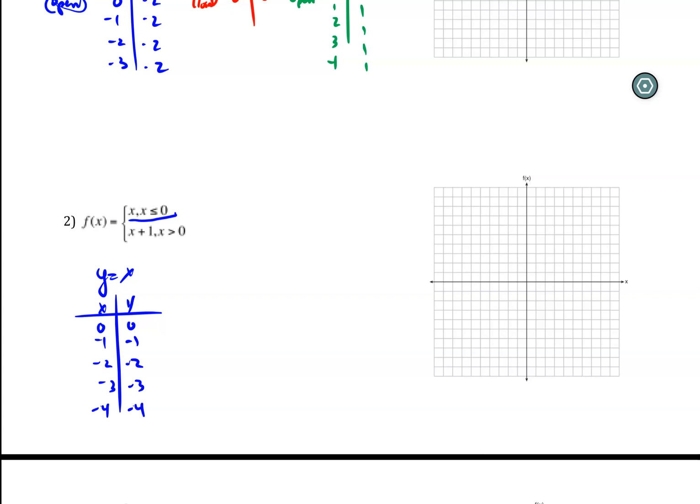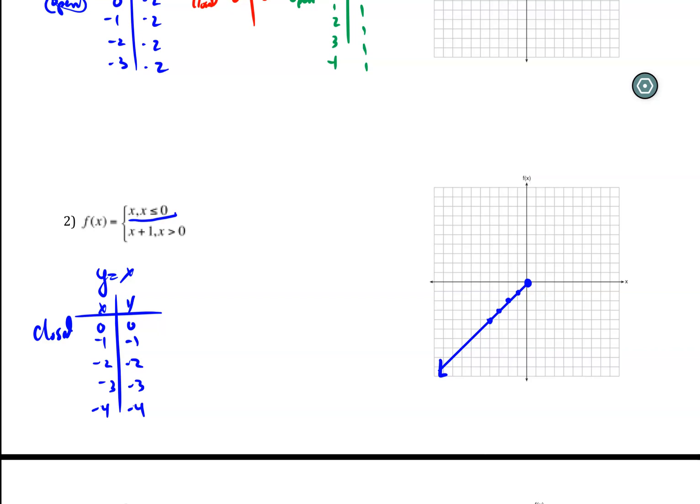All right, so I can plot these. Again, I'm dealing with less than or equal to, so that's a closed circle at that point. So I've got 0, 0, which is closed, -1, -1, -2, -2, -3, -3, -4, -4, so on and so forth. So I'm just going to continue that here with my line.